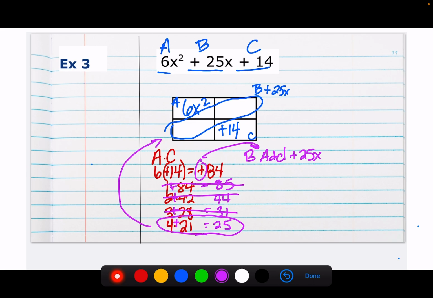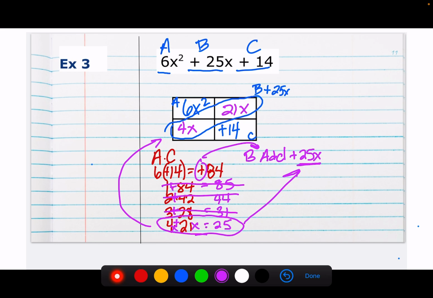And we're going to put that right here. It does not matter which one goes first, but remember that it needs to add up to 25x. So I'm going to put an x on each of these. I'm going to put 4x here, and I'm going to put 21x here.